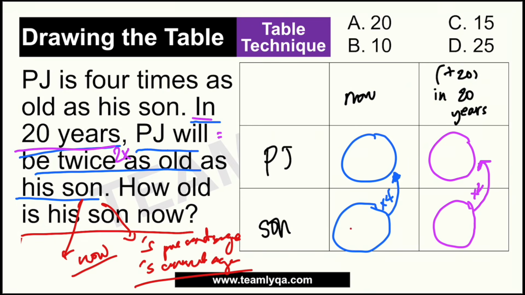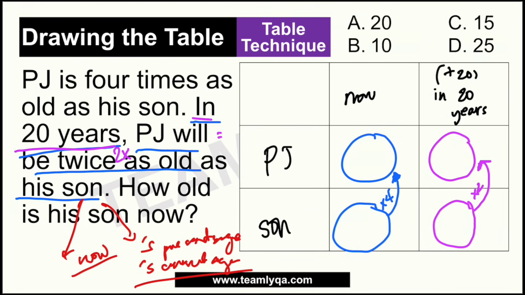Sabi, kung yung son daw ay 20 years old, times 4, ibig sabihin si PJ ay magiging 80 years old. Kung 80 years old si PJ ngayon, in 20 years, magiging 100 years old siya. Yung son niya naman, kung 20 years old ngayon, in 20 years, magiging 20 plus 20 siya, which is 40 years old. And if you notice, 40 times 2 is 80. Hindi siya 100. So, ibig sabihin nun, mali ang 20.